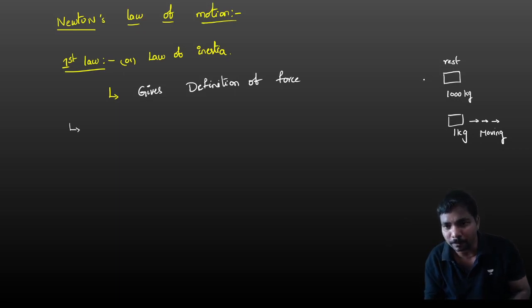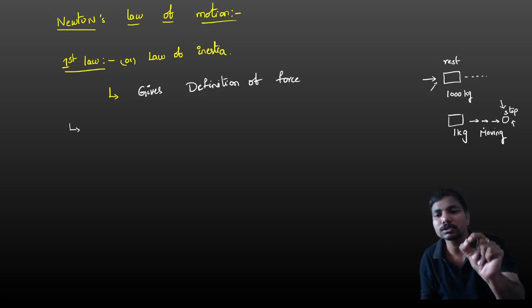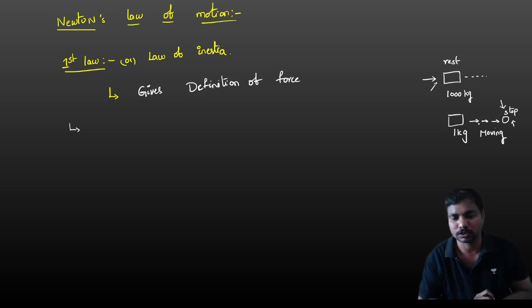For example, if you apply some external thing, some force, and it starts moving, that means we have applied some force. If anything is moving and we are going to stop it by applying some external thing, that means we have applied force. That means it gives the definition of force. That external thing is nothing but force.